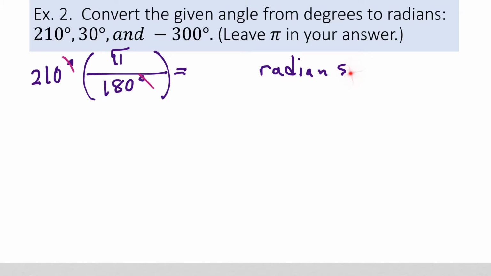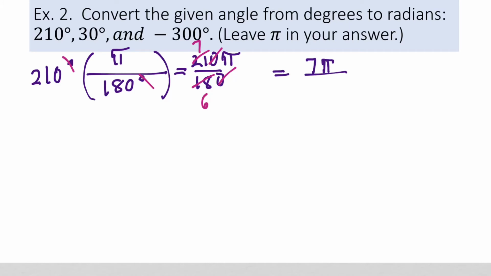All right, so now I've got 210 pi divided by 180, and I can reduce that. Cross out my 0, which is the same thing as dividing by 10 in the numerator and the denominator. Then I can divide by 3 here, 3 here. And I would generally write that as 7 pi over 6, leaving the pi in the answer and not writing the units.